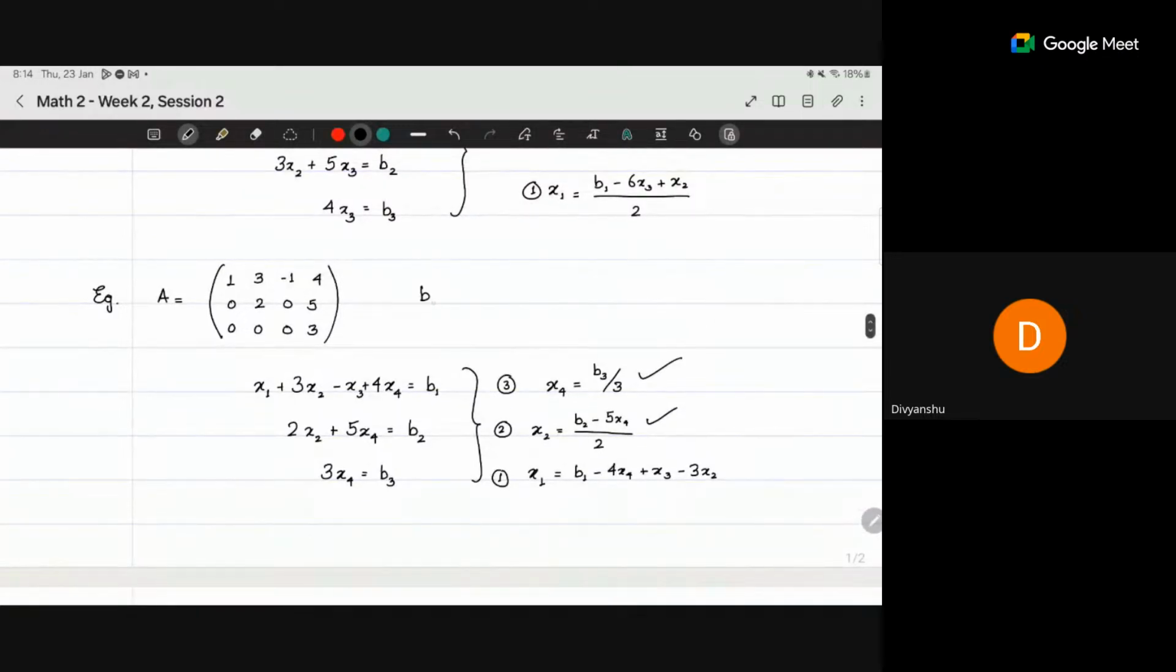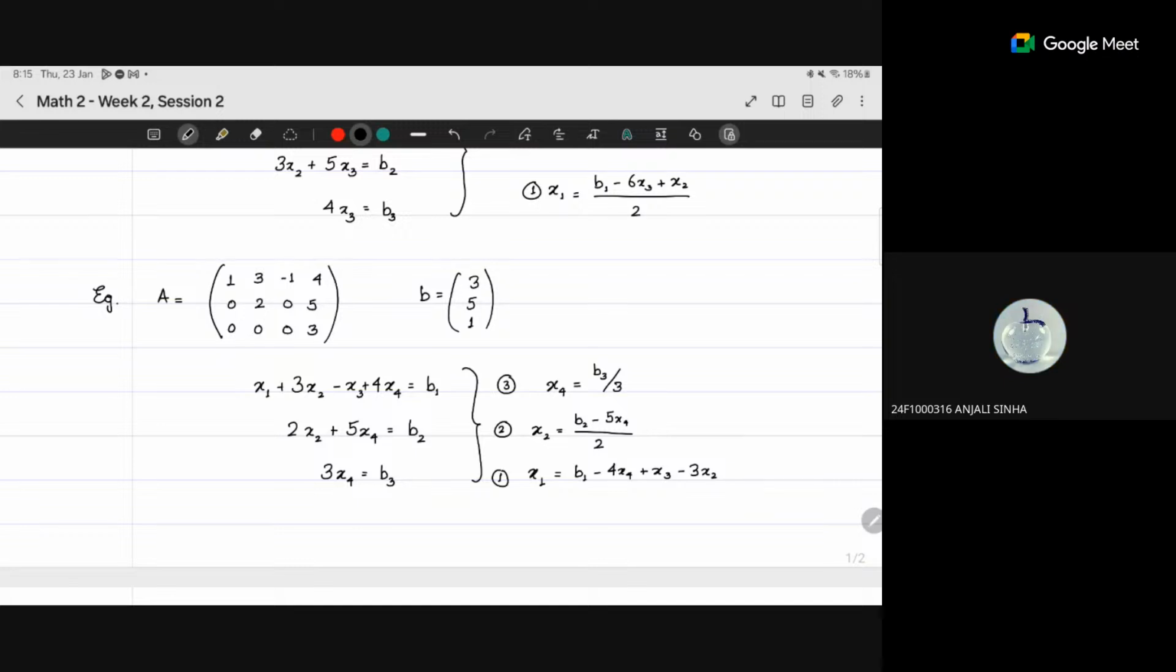To make it slightly less confusing, let's take b to be 3, so that I get nice numbers, and let's say 5, and let's say 1. These three are dependent. x3 is independent.